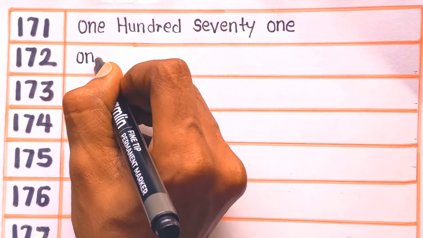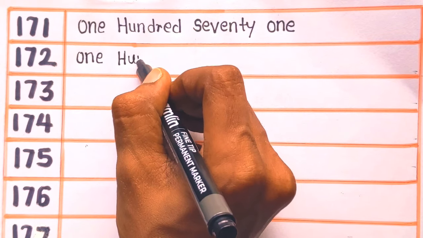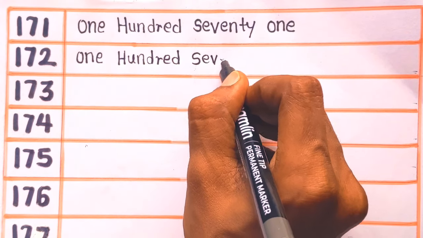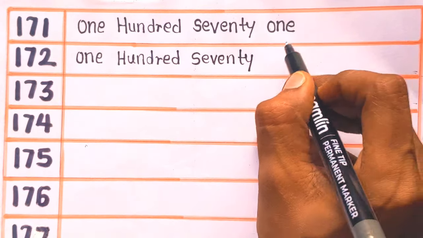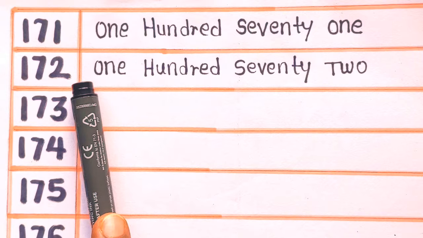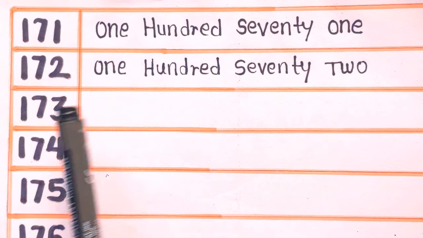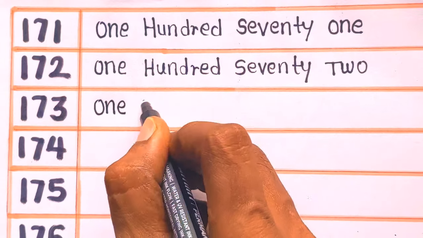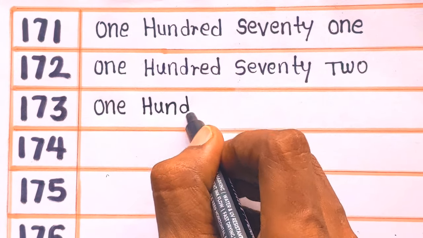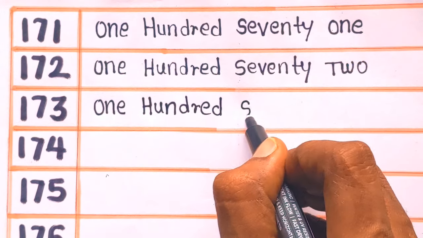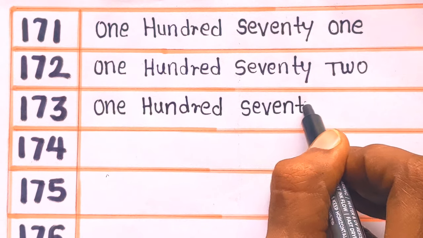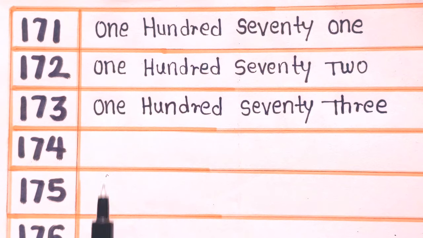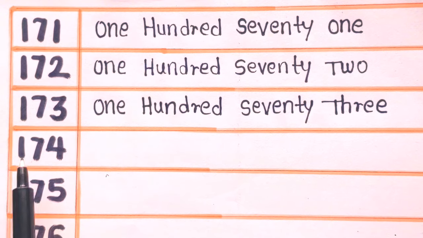Next is 172. 172: O, N, E, one. H, U, N, D, R, E, D, hundred. S, E, V, E, N, T, Y, seventy. T, W, O, two. 172. Next is 173. 173: O, N, E, one hundred. S, E, V, E, N, T, Y, seventy. T, H, R, double E, three. 173.